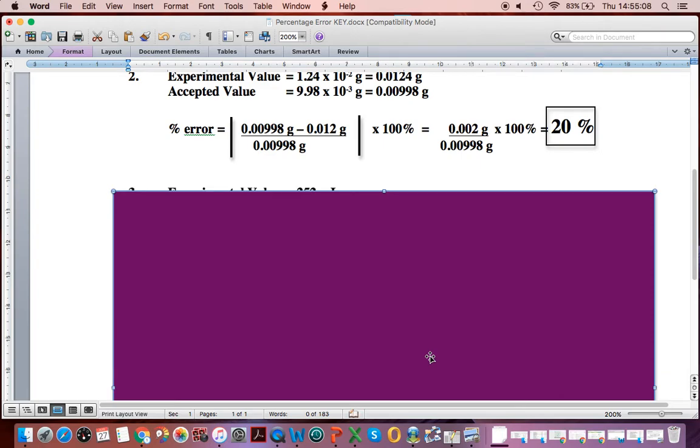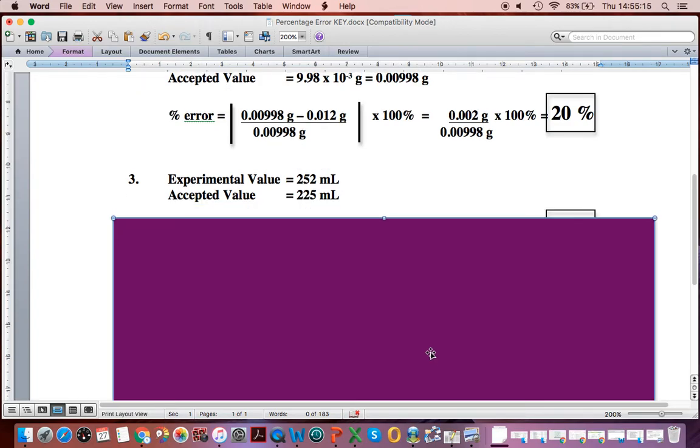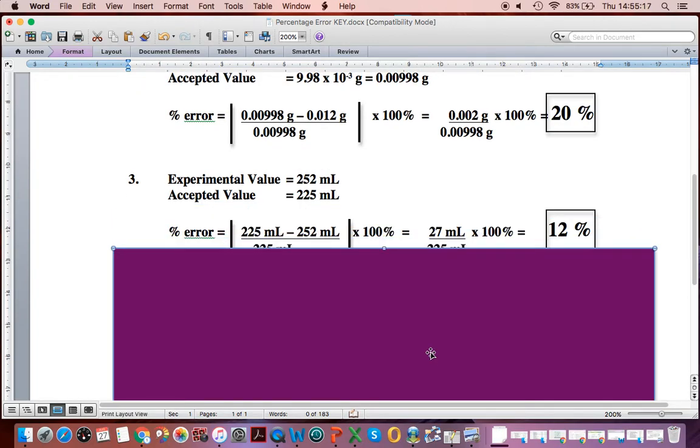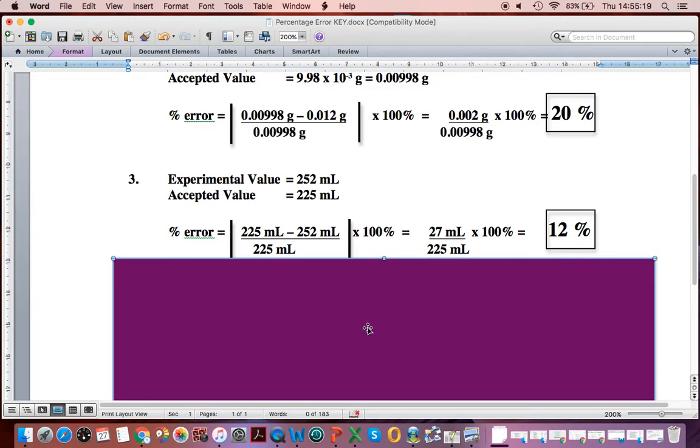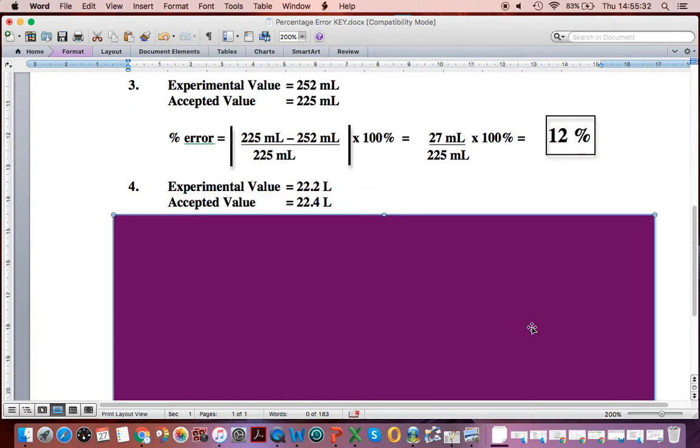So it becomes a pretty straightforward game. 252 versus 225. So we'd say that doesn't look very precise. So we do our subtraction, we get a negative value. We divide by our 225, absolute value says, hey, make it a plus. And it becomes a 12% error. And again, pause if I'm going too quickly.